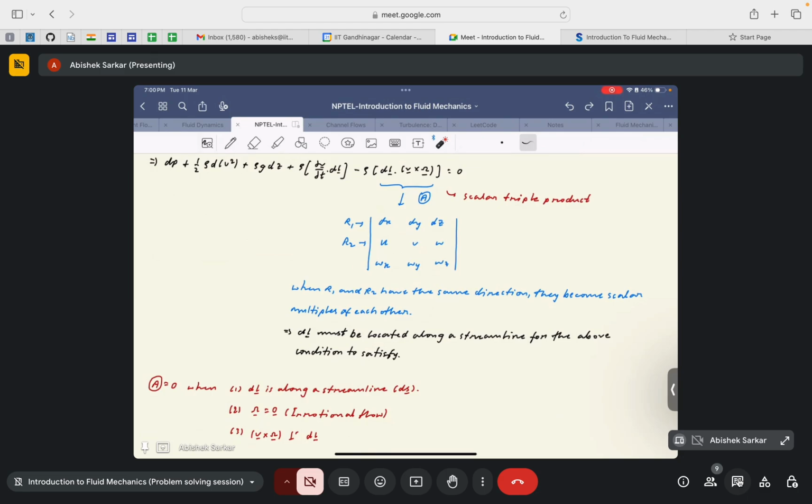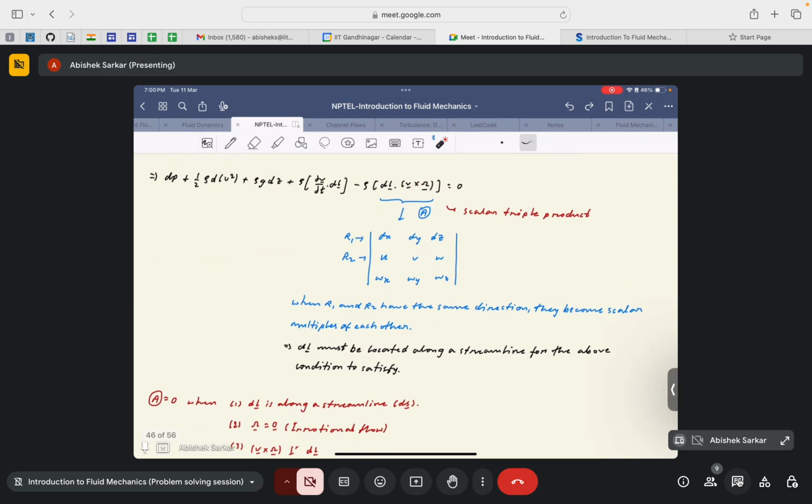Secondly, this term can also become 0 if the flow is irrotational. Basically, if del cross v is equal to 0, then this term will be equal to 0. So this whole term becomes equal to 0. So we are only left with these 4 terms.